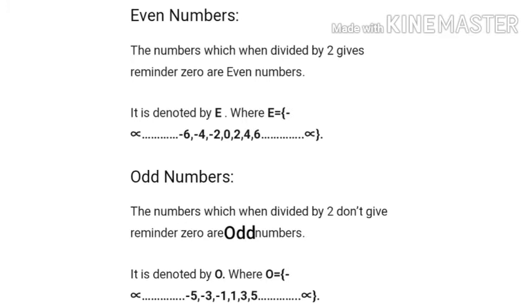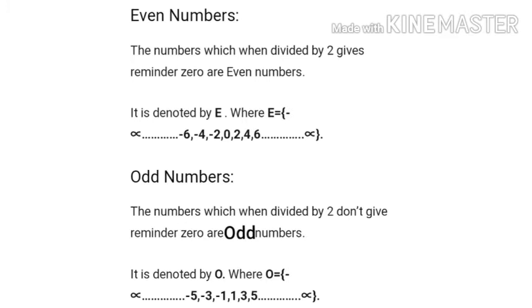Now odd numbers means the exact opposite, the numbers which when divided by 2 do not give remainder 0 are called the odd numbers. It is denoted by O, where O equals odd numbers, that is minus 5, minus 3, minus 1, 1, 3, 5 up to infinity, which cannot be divided by 2. Which is not divisible by 2 is called the odd number.